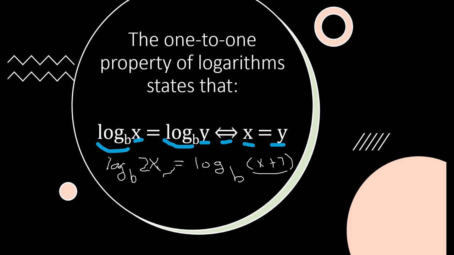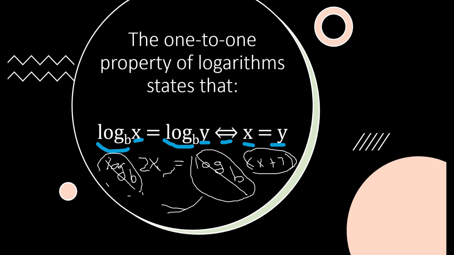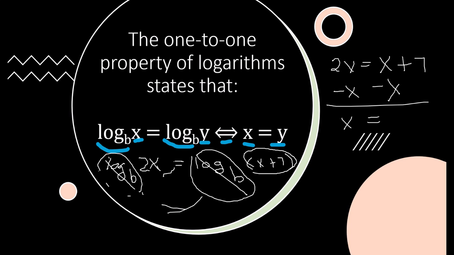And we'll use that property because we have the same log base b. We're going to toss that out. Let's just go ahead and scratch through that. So we're left with 2x is equal to x plus 7. Subtract x from both sides to solve the equation. x is equal to 7. That's using the one-to-one property of logarithms.